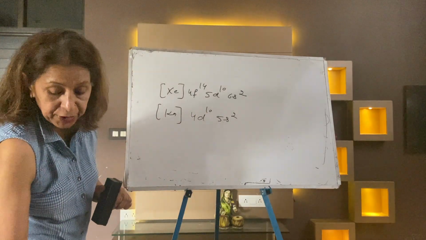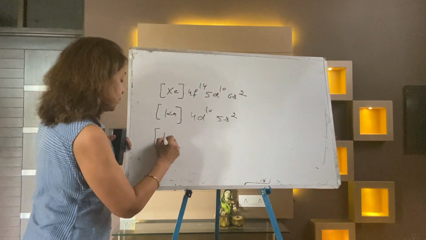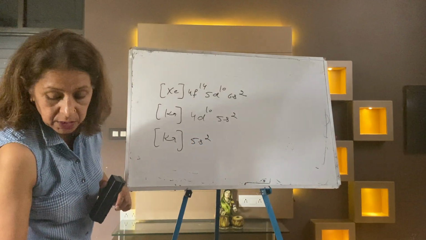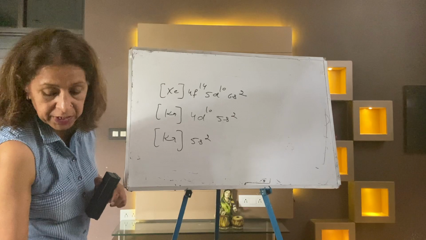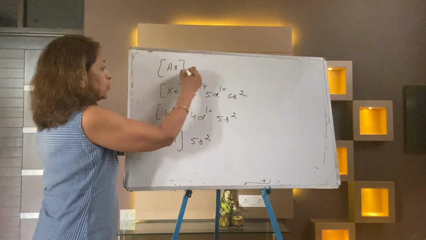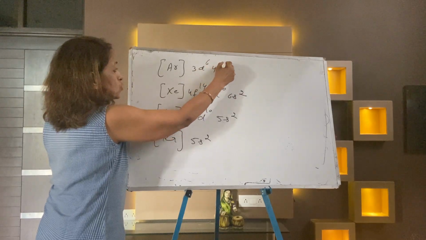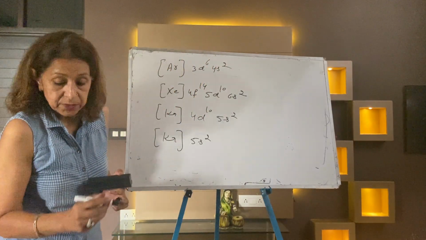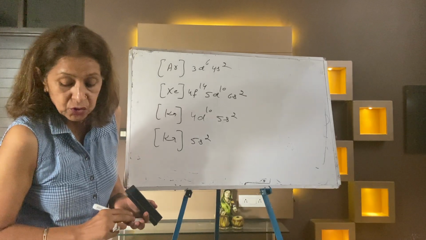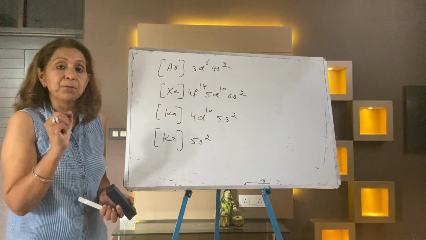Third is your krypton again. It is krypton, 5s2. The fourth is argon, 3d6, 4s2. It is your argon, 3d6, 4s2. So the question is, which of the following electronic configurations does not belong to the same block?